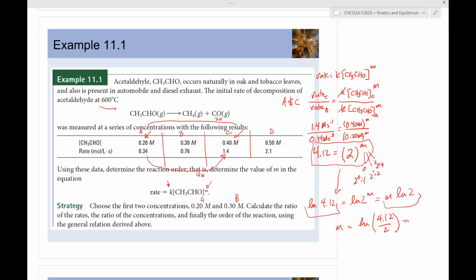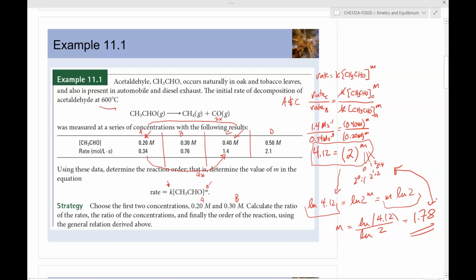Maybe I have to do those separately. Let's try it this way: ln of 4.12 divided by ln of 2. That comes out to 1. Okay, so what I can't do is combine the logs. So ln of 4.12 over ln of 2 has to be done separately. That comes out to be 1.78. So again, that's very close to the 2 that we claimed up here.